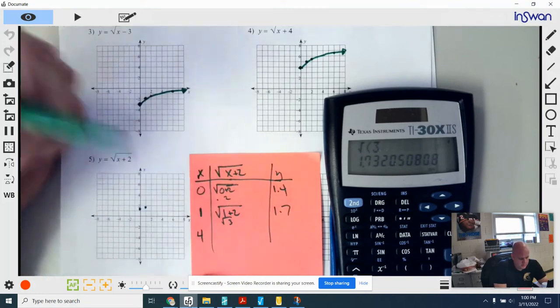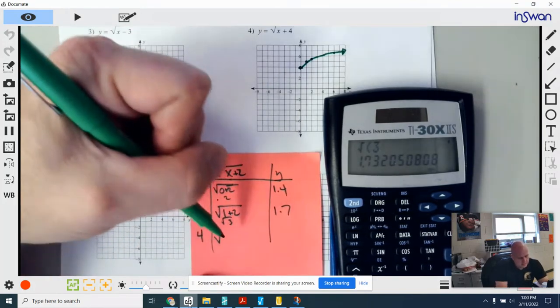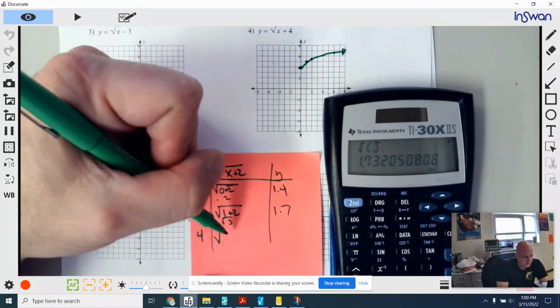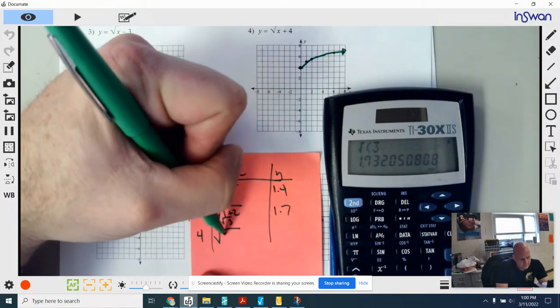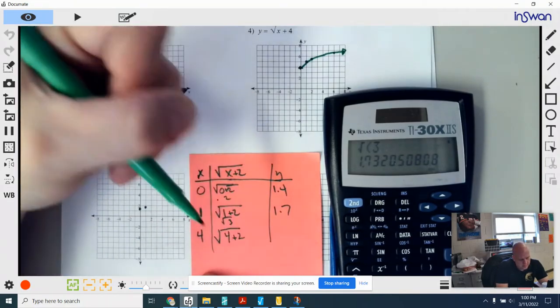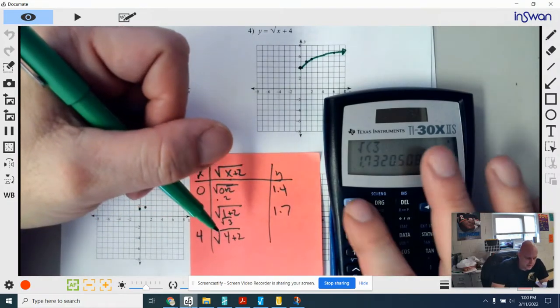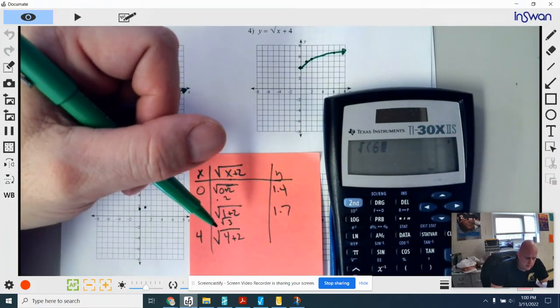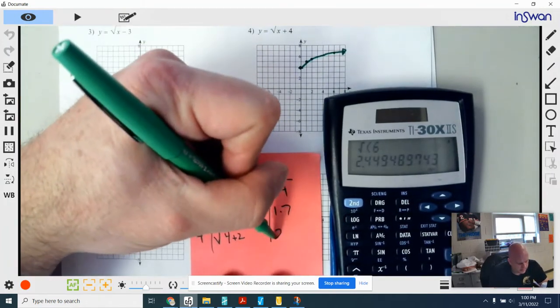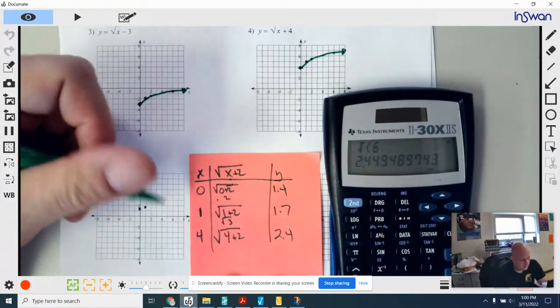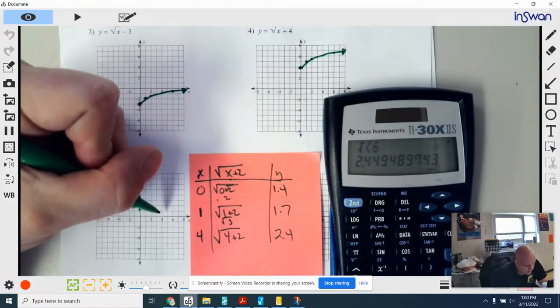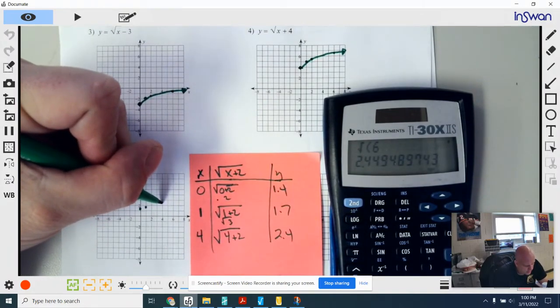Let's try 4. Again, you could choose 2, you could choose 3, you could choose 4, whatever you want. So 4 plus 2. I know that's going to be the square root of 6, which we've seen multiple times, and that gives me about 2.4. So at 4, I'm up to about 2.4.